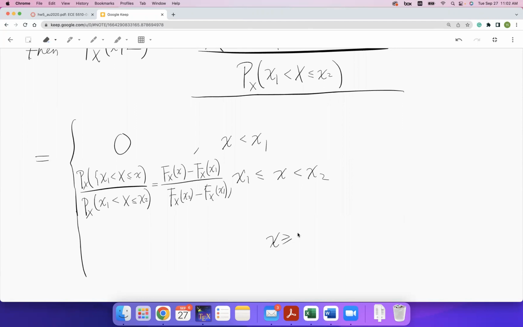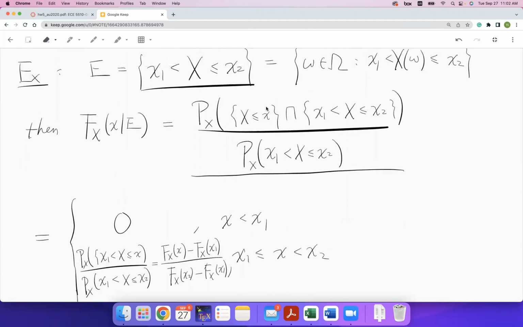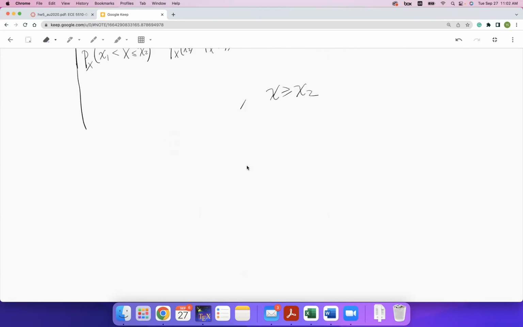Well, when x is bigger than x2, the last case, this event will cover this entire event. So this is a stronger condition in this case. By taking the intersection, we only have this event, and the probability of this event is the same as this denominator. So they get canceled. We only have one.